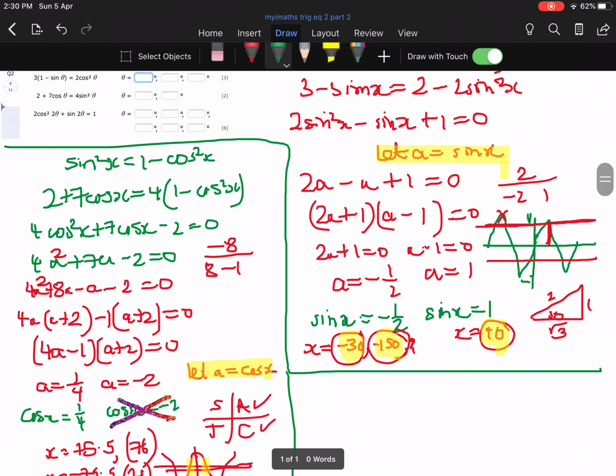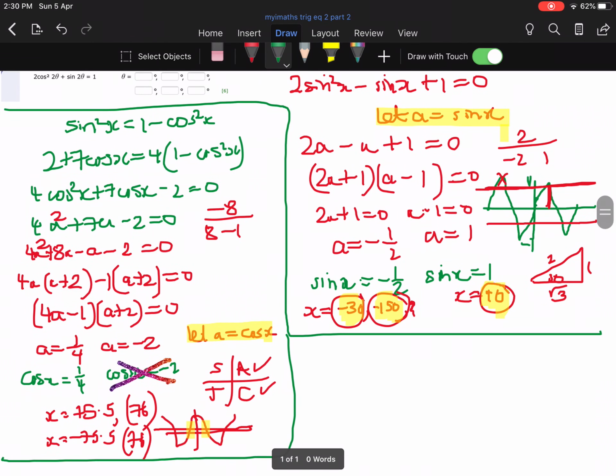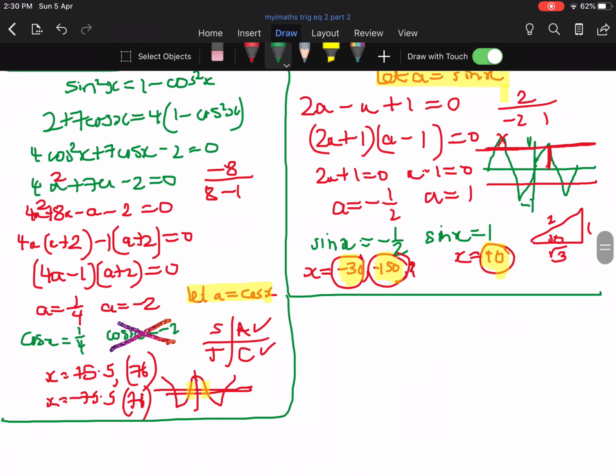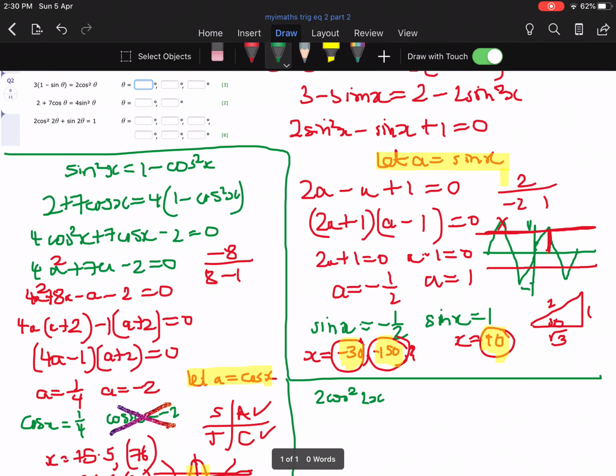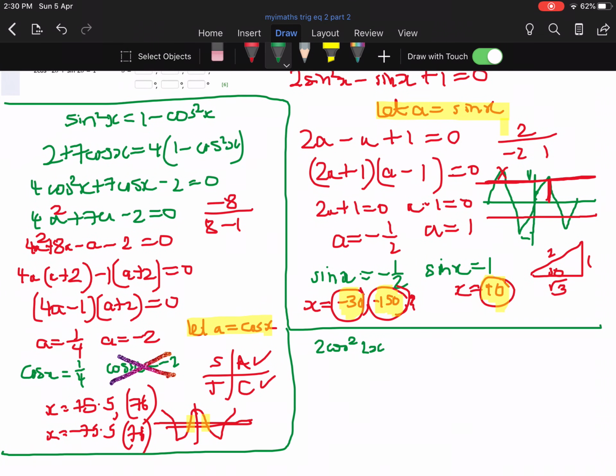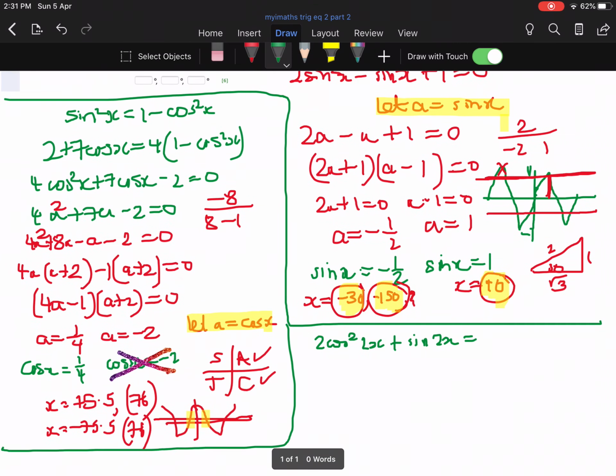I hope this gives me enough space. I've got 2 cos squared 2x, it's going to be 2x in there, double angle, plus sine 2x equals 1.